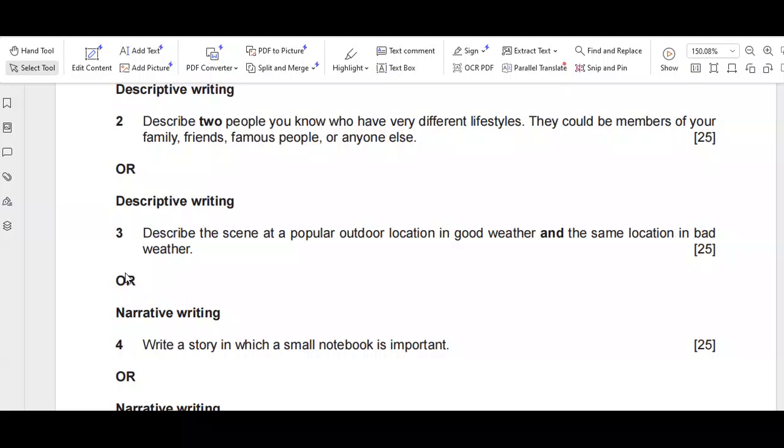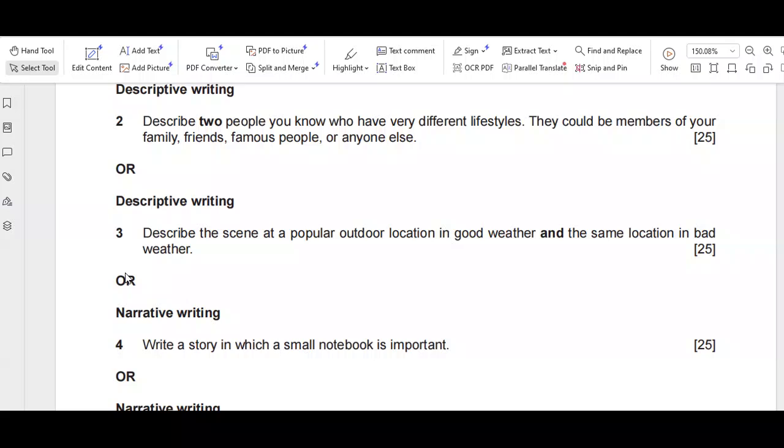It can be a park, it can be a beach, it can be a garden, or even a market. Then you need to describe how it looks, how it feels, and how it sounds in two contrasting conditions. Number one, when the weather is pleasant, meaning the weather is sunny, calm, or inviting. Secondly, when the weather is bad, during the rain, a stormy night, windy, or gloomy.